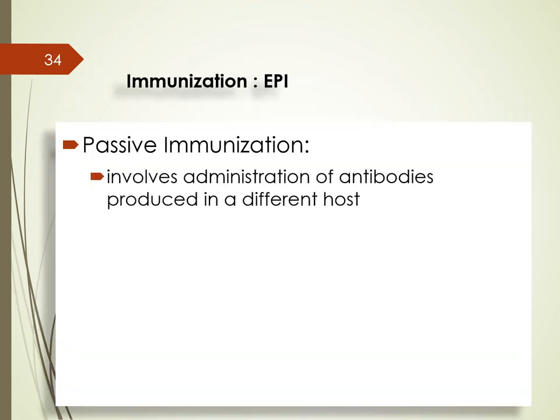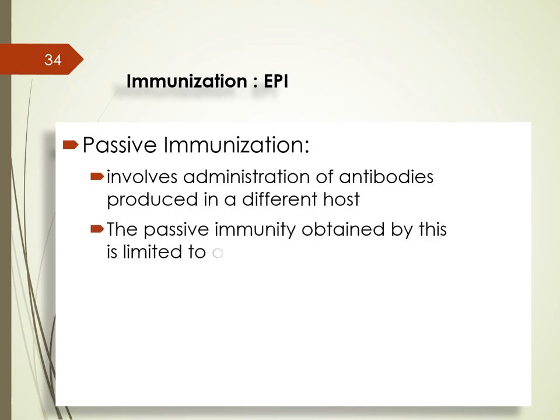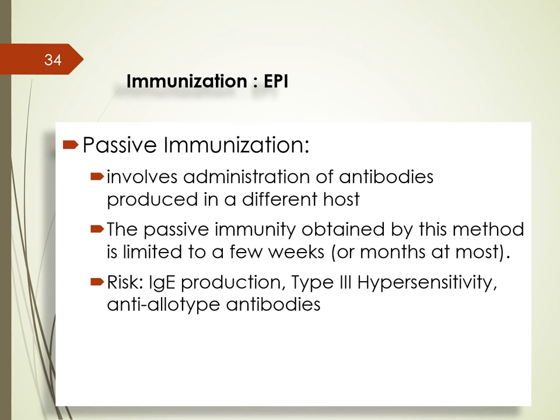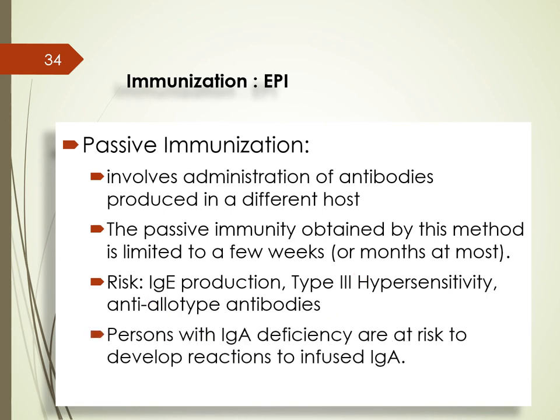Let's talk about passive immunization. Passive immunization involves administration of antibodies produced in a different place. The passivity obtained by this method is limited to a few weeks or even months at most. So aside from the benefit that it can give, there is still this: it can cause IgE production, the development of type 3 hypersensitivity reaction, and the development of anti-allotype antibodies. And be very careful with passive immunization, because persons with IgA deficiency may develop a reaction to infused IgA.